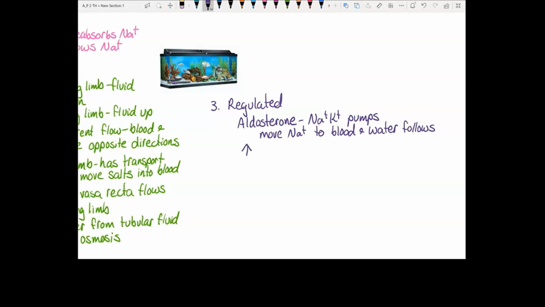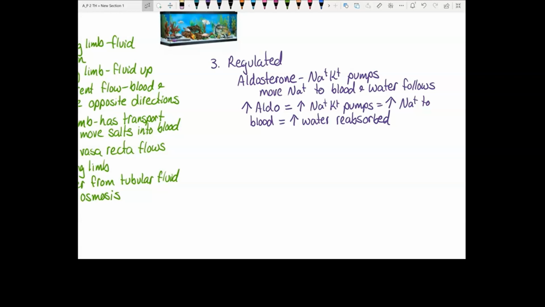So the more aldosterone you have, that means the more sodium-potassium pumps you have, which means more sodium into the blood, which means more water to the blood. So the higher your aldosterone, the more water you reabsorb. And that means you would have less urine since you're reabsorbing more water.